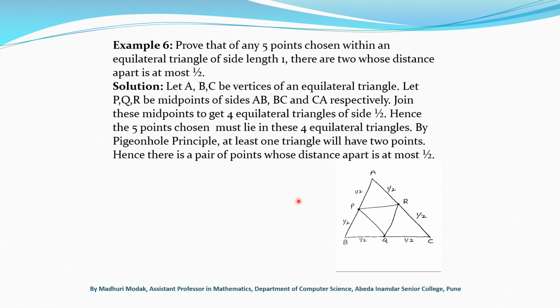It may be this triangle or this triangle or this one, but all are the same because each has side length 1/2. So if we get 2 points in the same equilateral triangle of side length 1/2, then there is a pair of points whose distance apart is at most 1/2.